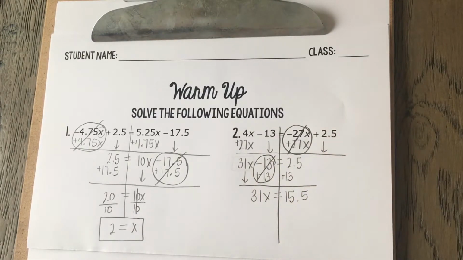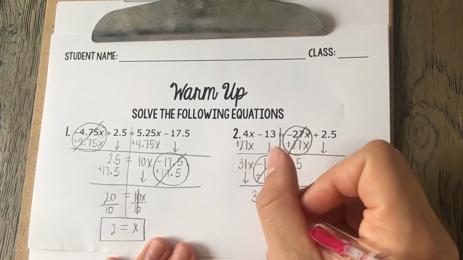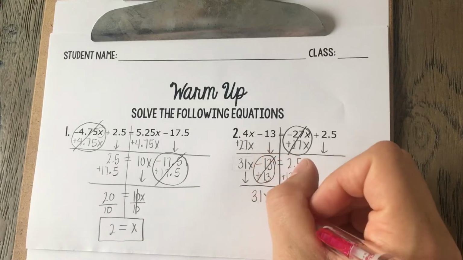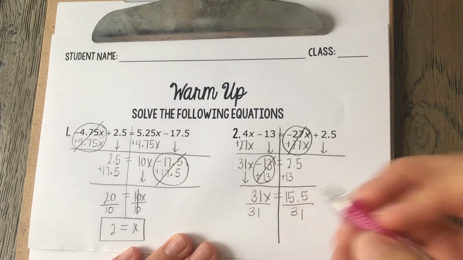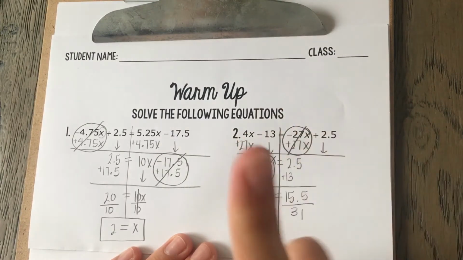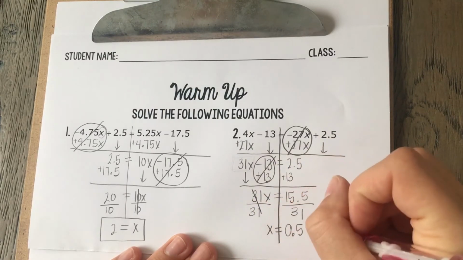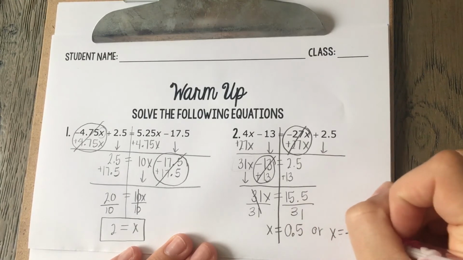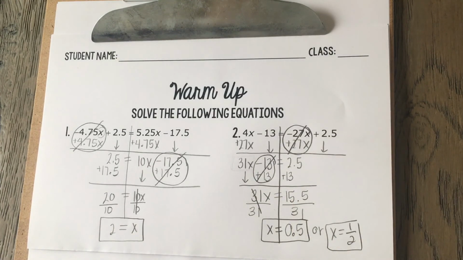Now again, just because I have decimals or the number that's with the variable is bigger than my other number doesn't mean that I change any of the processes here. So 31x equals 15.5. I need to isolate the variable, and I do that by doing the opposite of what's being done here. 31 times x, the opposite of that is dividing. So I'll divide both sides by 31. 31 divided by 31 gives me 1. So I have 1x is equal to either 0.5 or 1/2, whichever way you want to write that. And so that's how we solve multi-step equations.